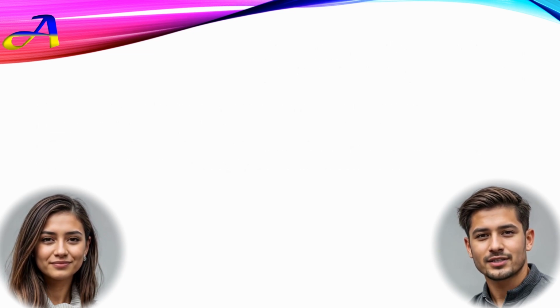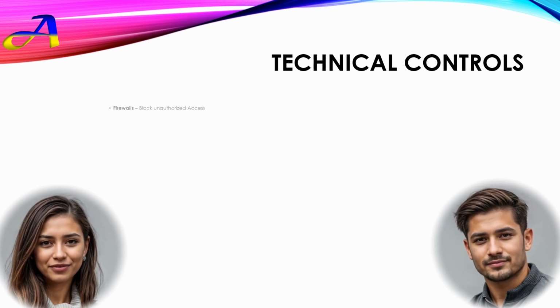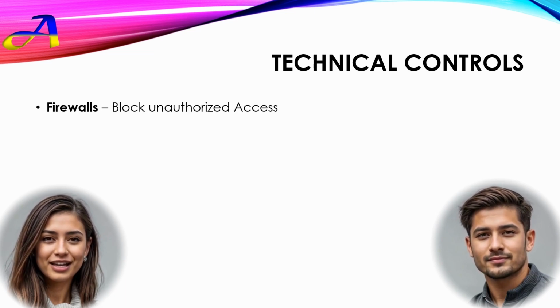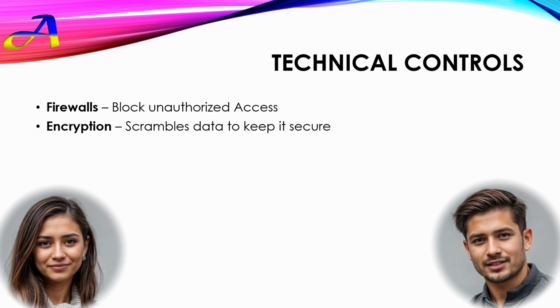Let's start with technical controls. What does that even mean? Technical controls are the technological safeguards that we put in place to protect our systems and our data. This could be anything from firewalls to intrusion detection systems to encryption. So is that stuff that actually blocks the data, or scrambles it so people can't read it? Yeah.